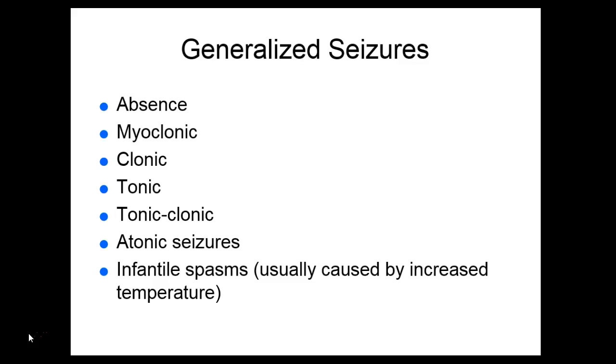A tonic-clonic seizure is bilateral jerking of the extremities. The patient experiences loss of consciousness, may have tongue biting, and also may experience incontinence. Then an atonic seizure is the loss of muscle tone altogether. The patient experiences a total collapse, but remains alert and conscious through that type of generalized seizure. And then there's the infantile spasm seizure, which usually is caused by an elevated temperature.